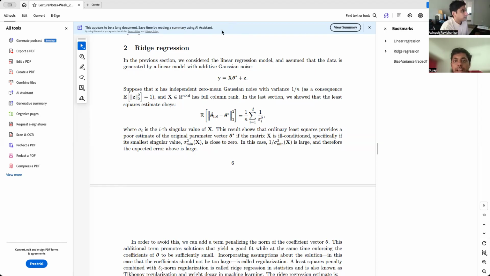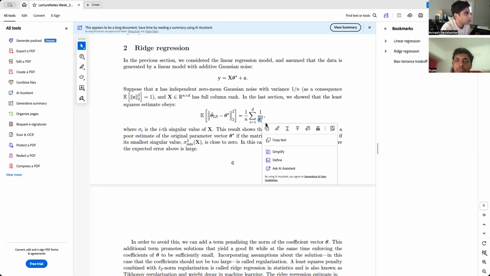For example, that can happen if there are two regressors, two features which are very close to each other. All the others are different, but just these two are close to each other. That will make one singular value close to zero, and then this term is very large.